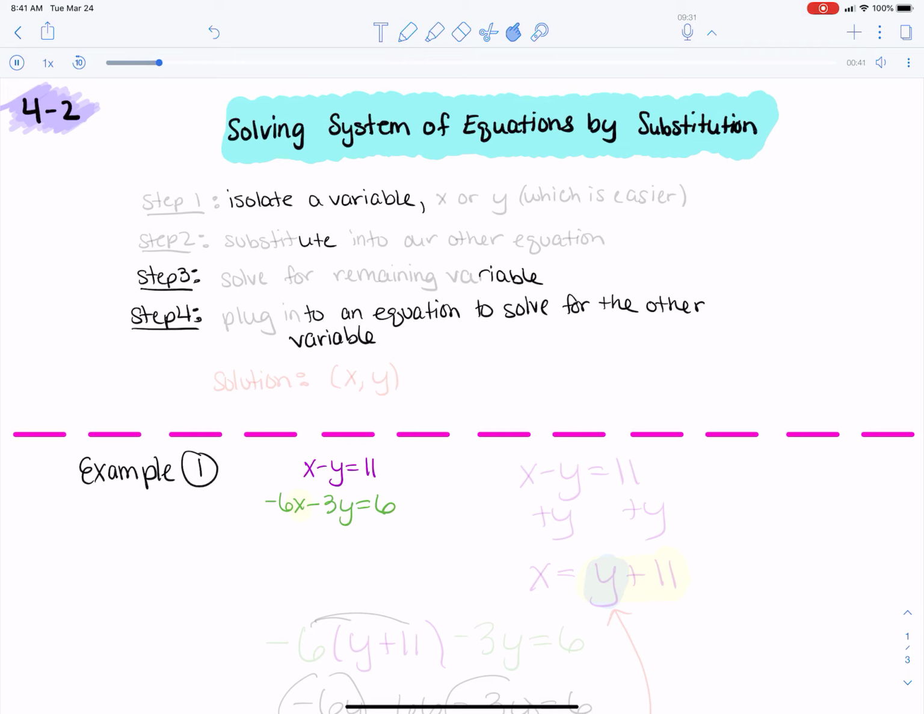All right, so when we're solving a system of equations by substitution, our first step is we want to isolate a variable. Now I say isolate a variable because we can either isolate x or y. It doesn't matter which one we're isolating, we have to look at the problem to determine whichever is easier.